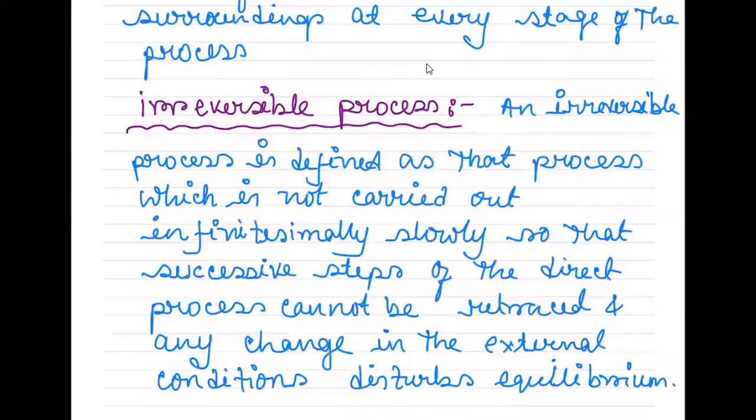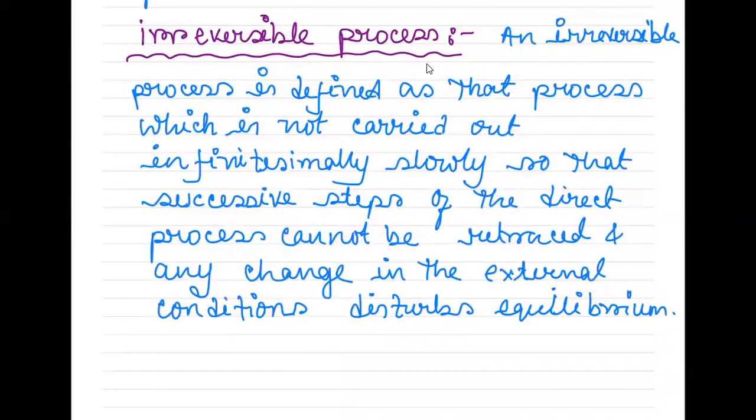And what is an irreversible process? An irreversible process is just the opposite of a reversible process. It is defined as a process which is not carried out infinitesimally slowly. That means an irreversible process is carried out very fast. If it proceeds very slowly, from a successive step we can reverse it back. But when the reaction is carried out very fast, from each and every successive step we cannot reverse it back. It's not possible to reverse it back.